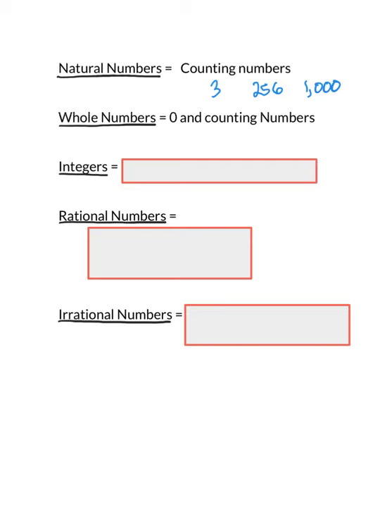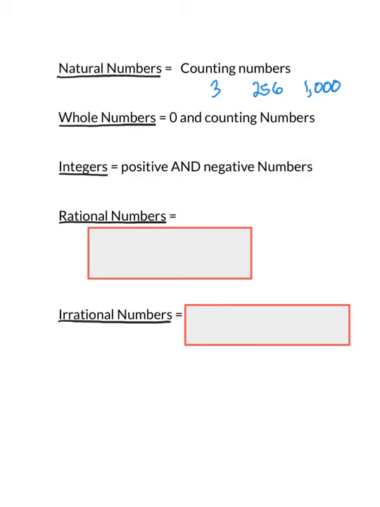Next, we're going to talk about integers. Integers are positive and negative whole numbers. So examples of integers are -5, -16, positive 56, and positive 105. Okay, so these are examples of positive and negative whole numbers.